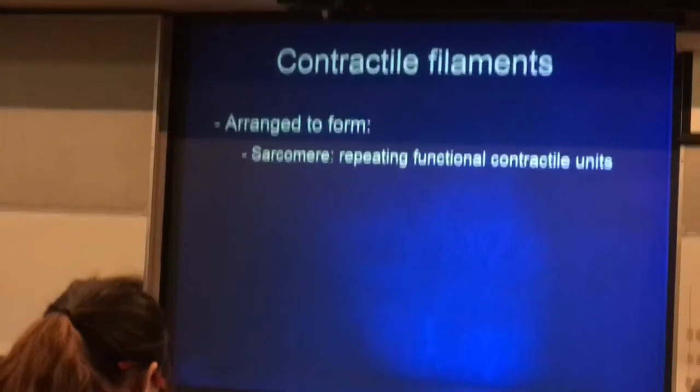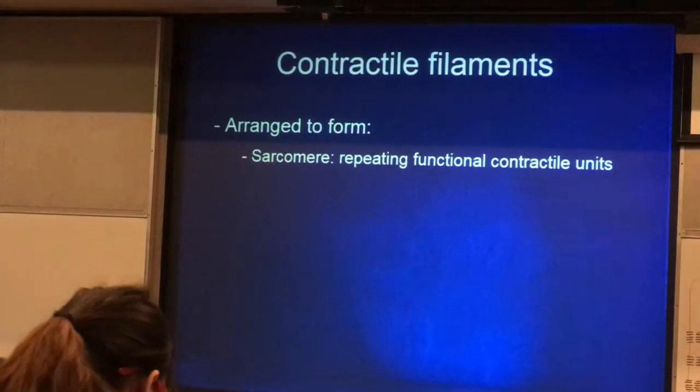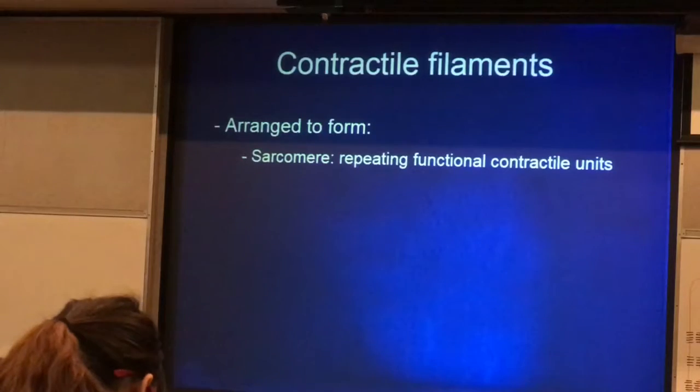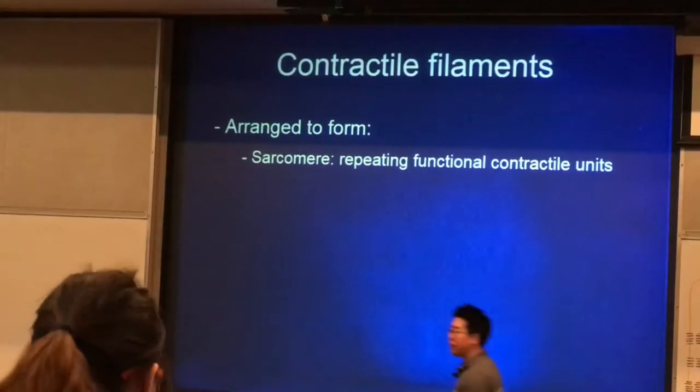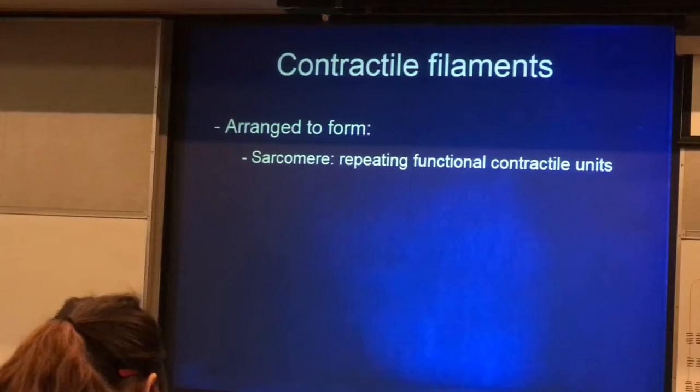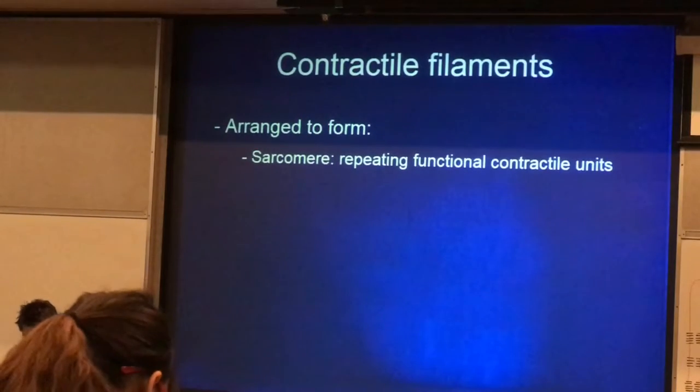When the myofibrils shorten, the muscle fiber shortens. When that shortens, the fascicle shortens. When that shortens, the muscle shortens. So it's all about these sarcomeres, right? So you're going to see these sarcomeres and the structure of that.